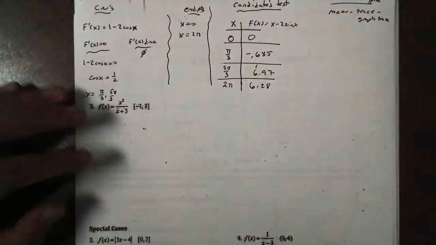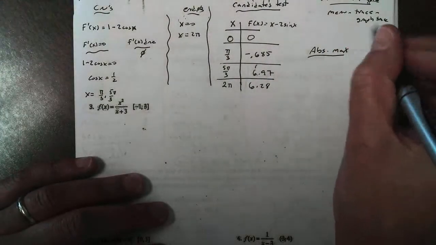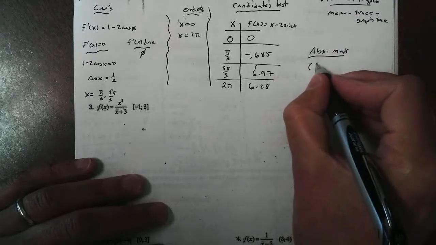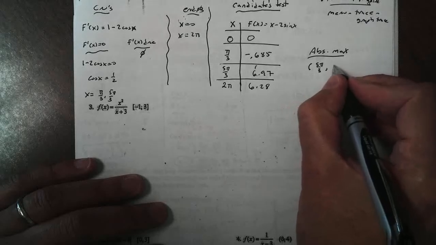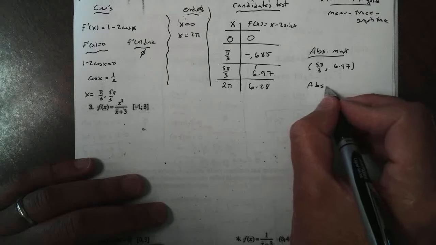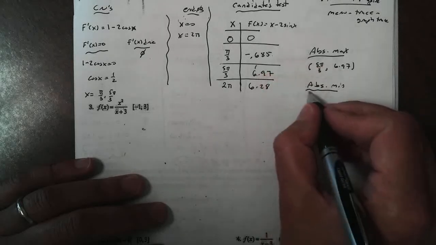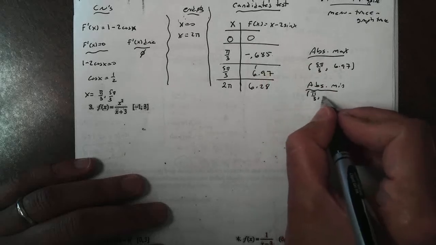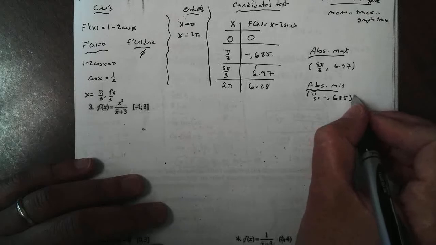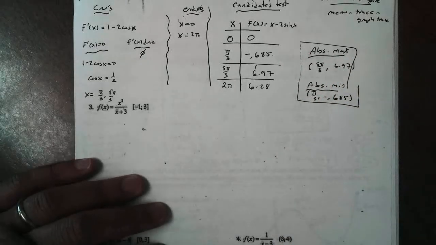So now I can get my absolute max and mins. My absolute maximum, and sometimes I write it this way, will occur at the point 5 pi over 3, 6.97. My absolute minimum will occur at pi over 3, negative 0.685. And those are my answers right there.